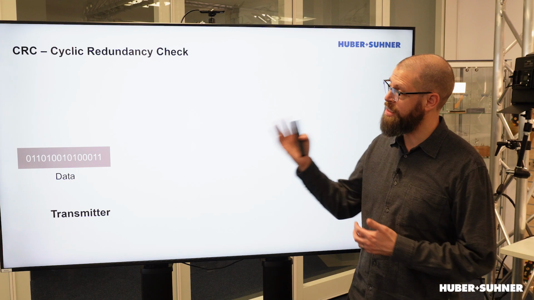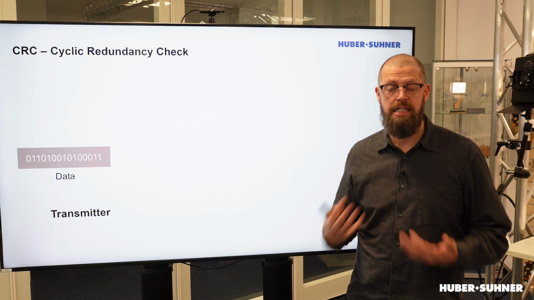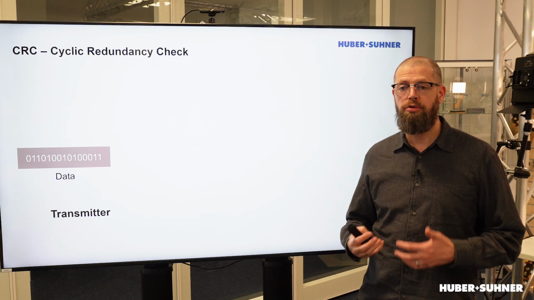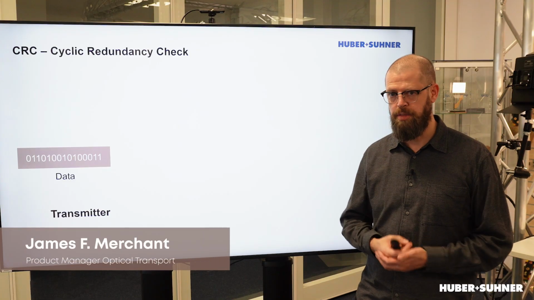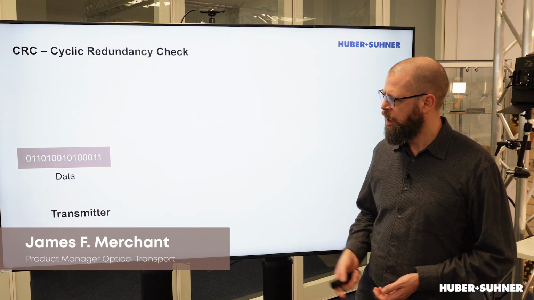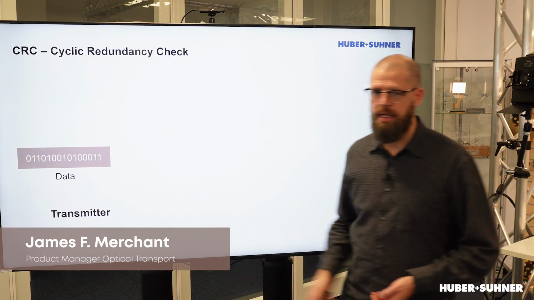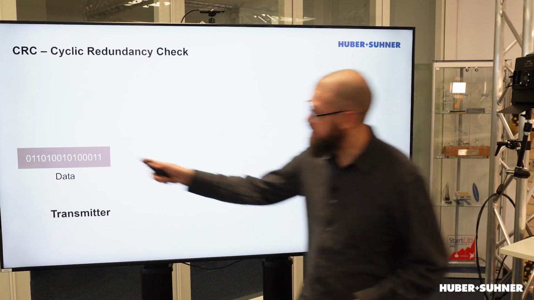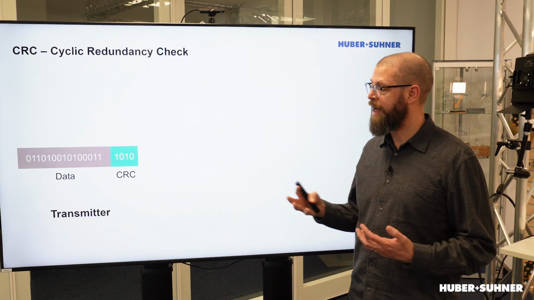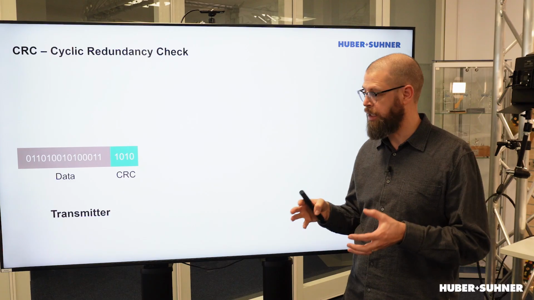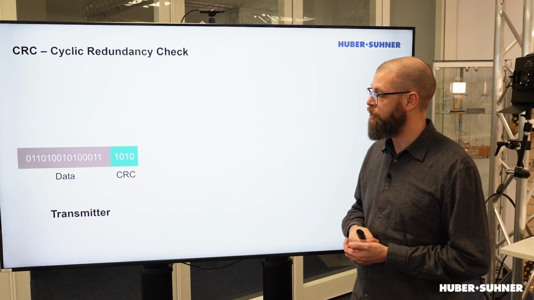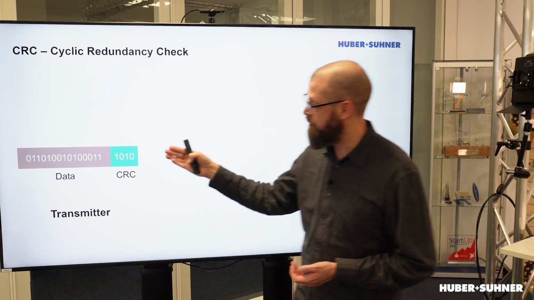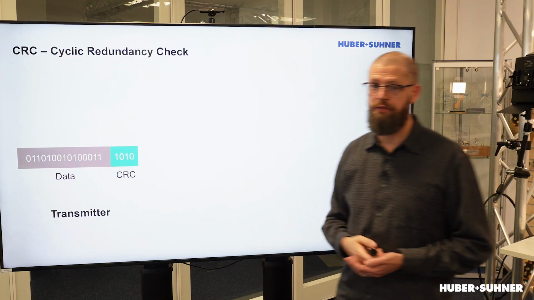CRC stands for Cyclic Redundancy Check and is a mathematical algorithm used to detect errors in data transmission. So how does it work? When sending data, the transmitter will take these data bits and calculate a CRC value based on that mathematical algorithm, and it will attach that CRC value to the data frame.